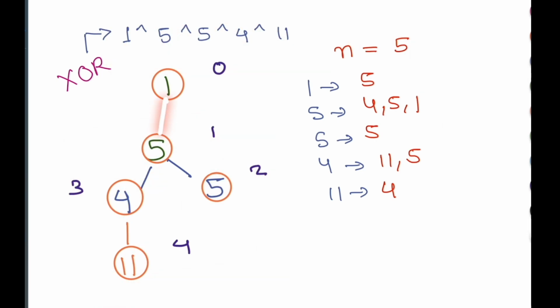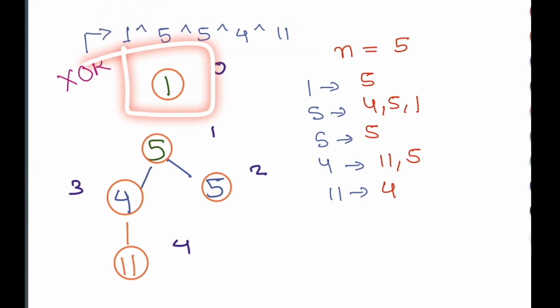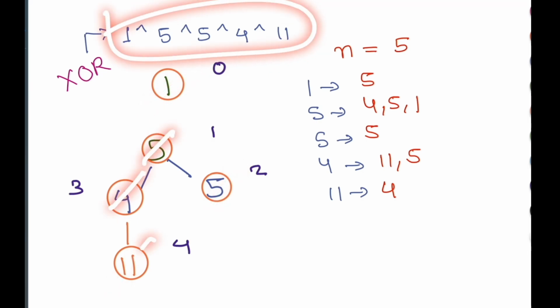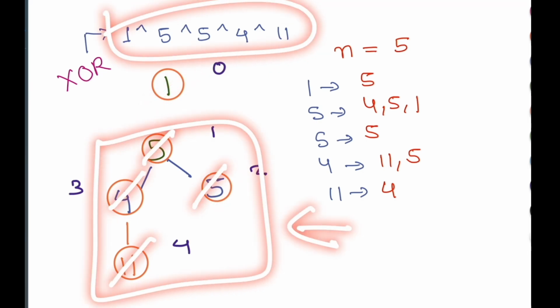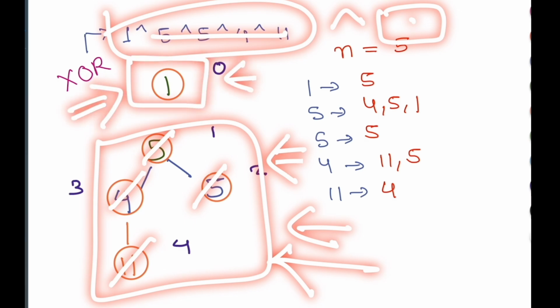If I remove this edge, with the total XOR value, if I want to find the XOR of this tree, what I can do is with the total XOR value I have 1, 5, 4, 11, 5, I can take the XOR again with 5, 4, 11 and 5, the XOR of this particular tree. So I can find the XOR of this particular tree, and then I can take the XOR of this tree with the total XOR. So it is going to eliminate all the other values, and I will just be remaining with the XOR of my first tree, right?